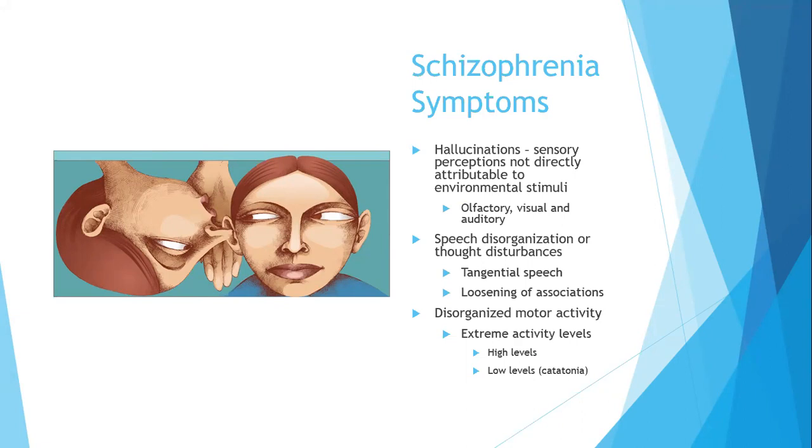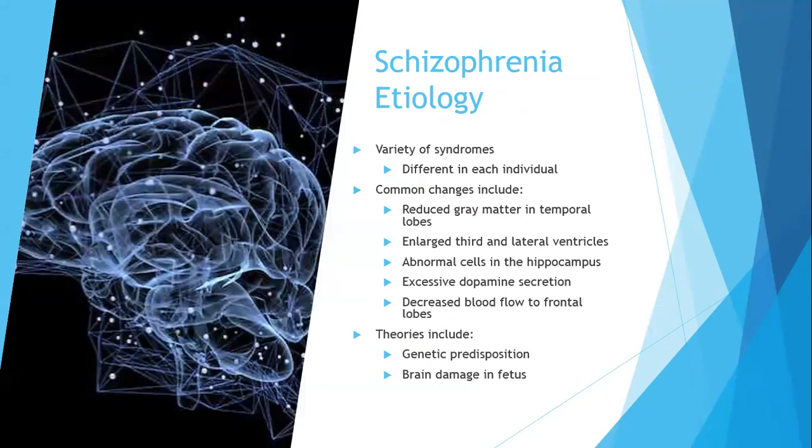With schizophrenia, there are often speech disorganization or thought disturbances, tangential speech, and loosening of associations. There's also a problem with motor activity, disorganized motor activity. So extreme activity levels, either high levels of activity or low levels to the point of catatonia, where the person's just not moving. So schizophrenia is a pretty extreme disorder.